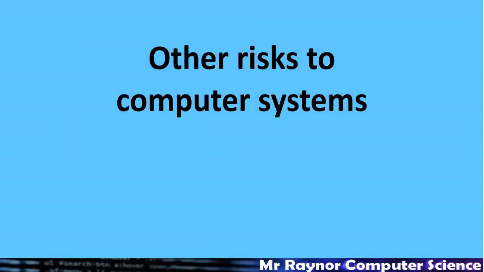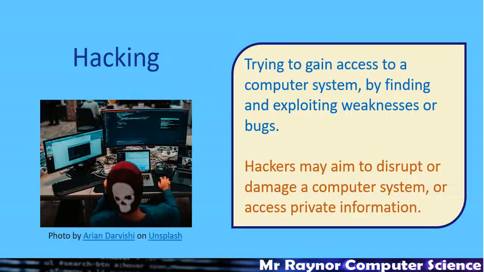So what are some of the other risks that computer systems might face? Well, again, a well-known one is hacking. So a programmer of some sort tries to gain access to a computer system, and it's often about finding weaknesses, so finding ways in that the company or the software isn't aware of.